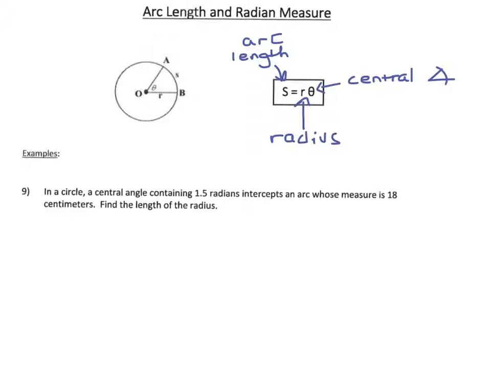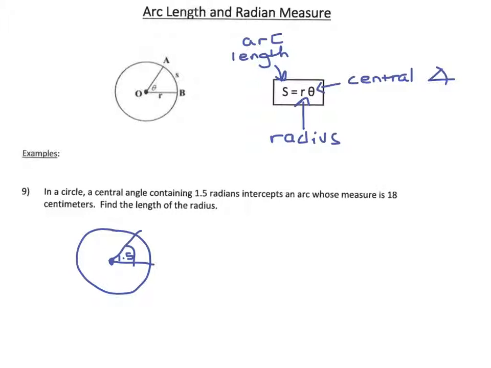Okay, we're going to start with a really straightforward one. So if you read the first one, number 9, it says, in a circle, so I'm just going to draw a circle, a central angle containing 1.5 radians. So let's draw a central angle. Okay, so here's the center of our circle, and the central angle would be right in here. Okay, so that contains 1.5 radians. So I'm just going to put 1.5 in there.